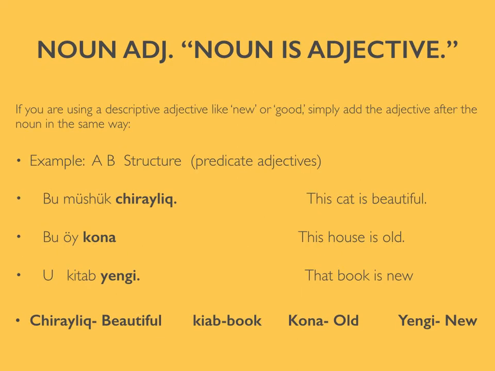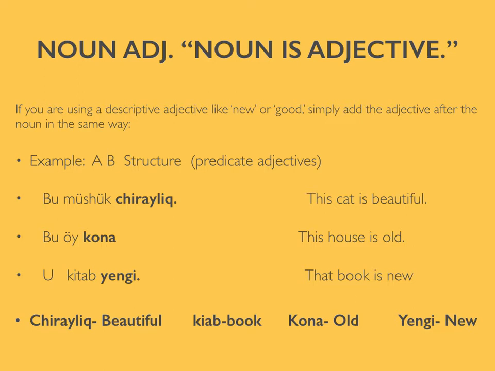And next one, noun adjective. So if you're using descriptive adjectives like new or good or old, simply add the adjective after the noun in the same way. Example, A-B structure. Bu müşük çıraylık. This cat is beautiful. Müşük means cat, çıraylık means beautiful. So this cat, bu müşük, çıraylık, beautiful. It means this cat is beautiful. So you just have to put A, B. Bu müşük, part A, and then çıraylık, the adjective.